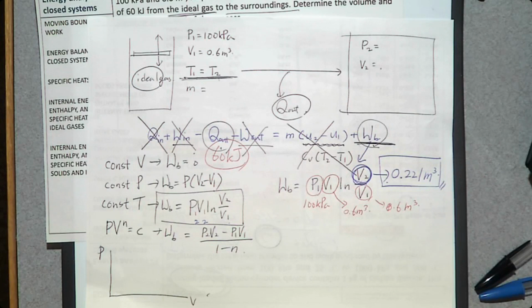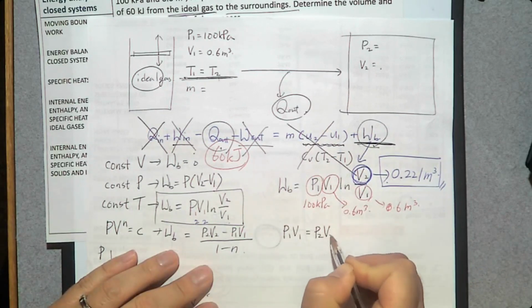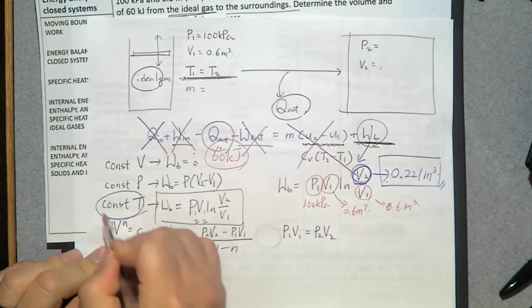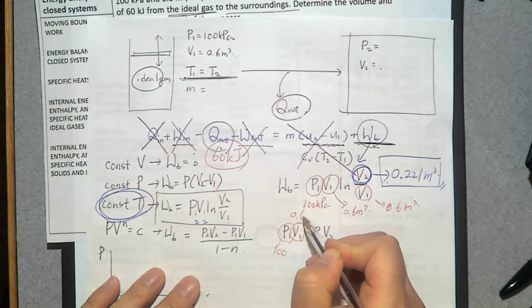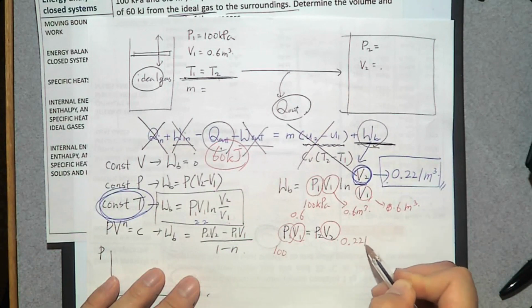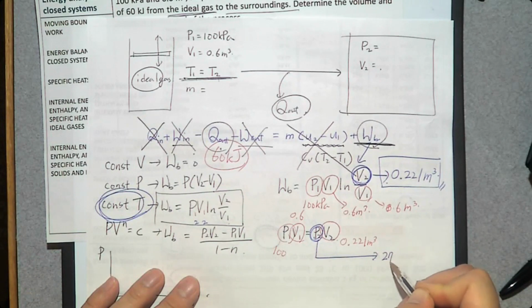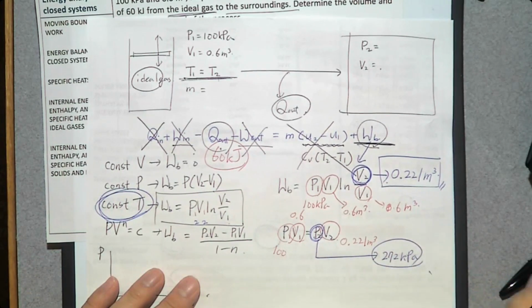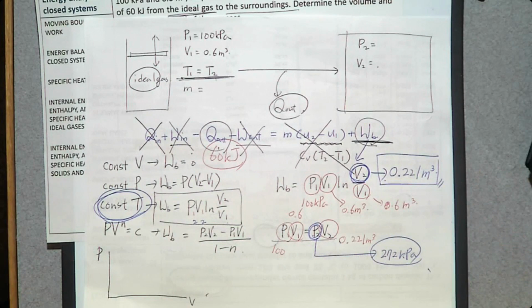Then finally, we also want to determine P2. How can we determine P2? P1 V1 is the same as P2 V2 when you have a constant temperature process, and P1 is 100, V1 is 0.6, V2 is 0.221 cubic meters. Now, can you determine P2? Yes, we can. So if you do, 272 kilopascals. Then you may have a question: why is P1 V1 the same as P2 V2? It's simple. Think about the ideal gas equation.